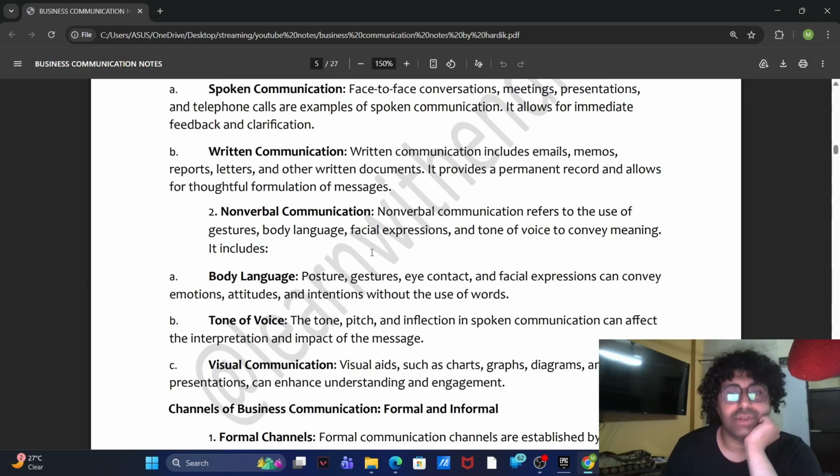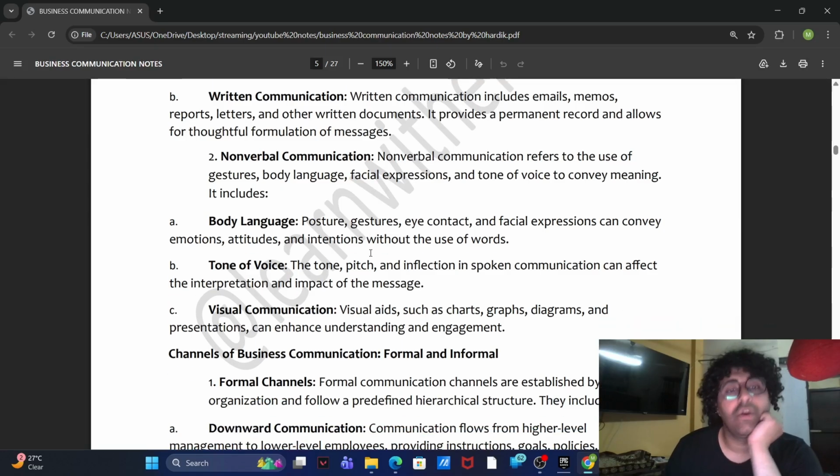Nonverbal communication. Nonverbal communication refers to the use of gestures, body language, facial expressions, and tone of voice to convey meaning. It includes body language, tone of voice, visual communication. Body language. Postures, gestures, eye contact, and facial expressions can convey emotions, attitudes, and intentions without the use of words.